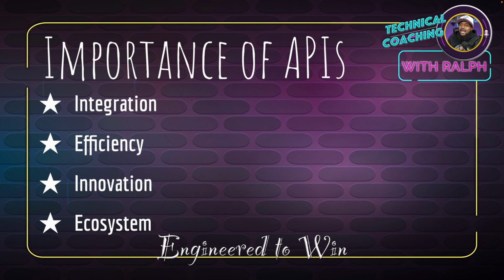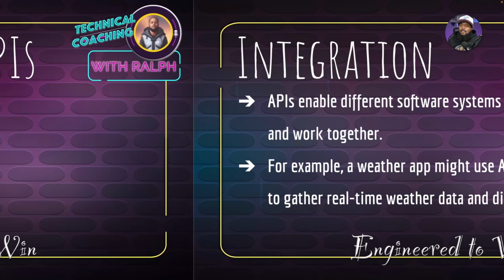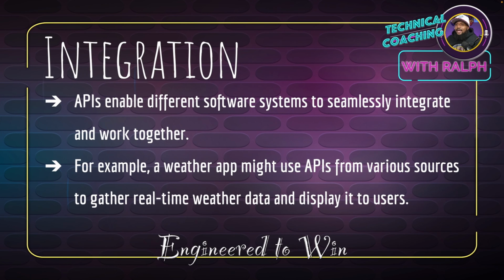So why are APIs so important? Why is it such a hot topic? And when I say hot topic, hotter topic than the store in the mall, all right? So why is it such a hot topic? So it has integration, efficiency, innovation, and an amazing ecosystem. And we're going to break each one of those down next. So integration. APIs enable different software systems to seamlessly integrate and work together.